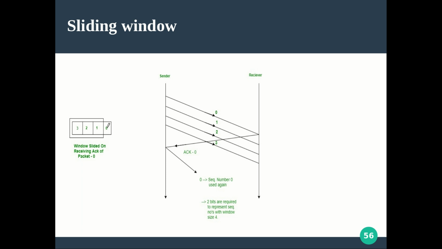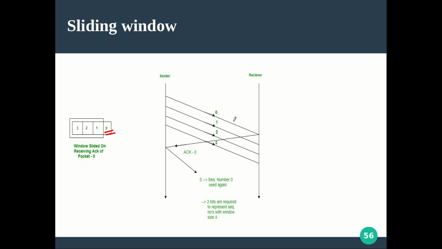Sliding in the sense that whenever 0, 1, 2, 3 are sent together and the acknowledgement for 0 arrives, sequence number 0 is used again, and 2 bits are required. So it is something different. Now in the window you can accommodate 1 more frame. That frame you could give sequence number 4, but instead of 4, why don't you reuse 0? That is the idea, because the 0th frame has now reached the receiver successfully and is being processed, and it is not at all in the picture.